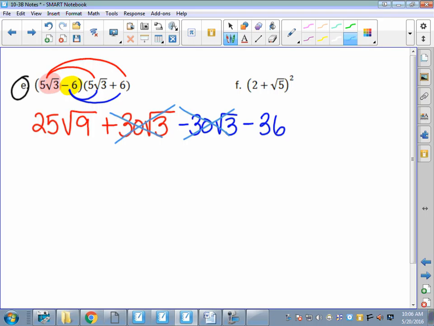What else do you see that we can simplify? Square root of 9, right? That's 3. What am I going to do with this 3 that I just got and the 25 that I already had out in front? Multiply those to get a 75. Bring down the minus 36. Go to your calculator if you need to, but I'm going to say that my final answer for this one is 39 if I did my subtracting right.